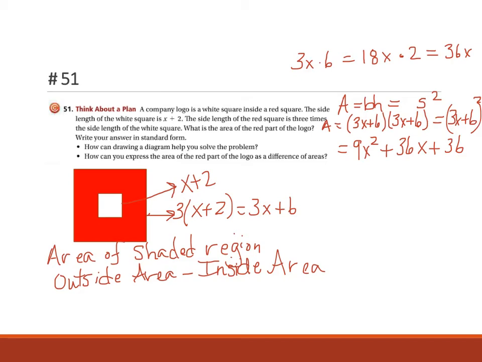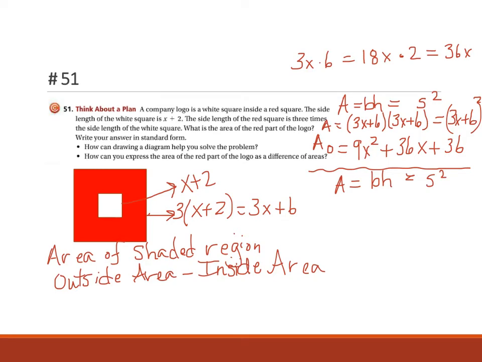But that still doesn't answer the question, because the question asked me for the area of the red part of the logo. Well, we know that in order to get that, we need to take the outside area and subtract the inside area. So I'm going to put a little notation on this so that I know it's the area of the outside. I'm going to put a little O there. And now we're going to find the area of the inside. The area of the inside square would be found by using the same formula. We can either use base times height, or we can use side squared.